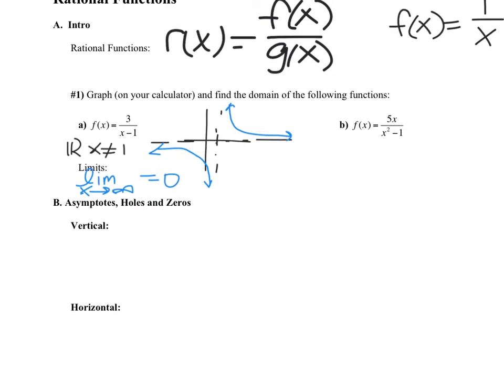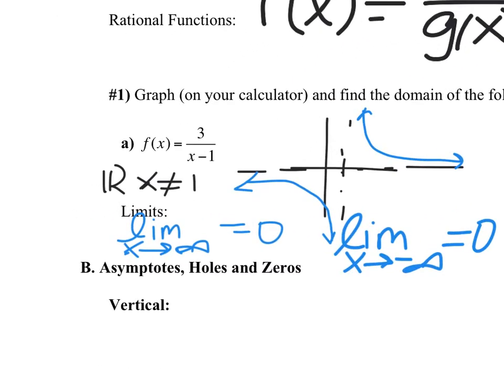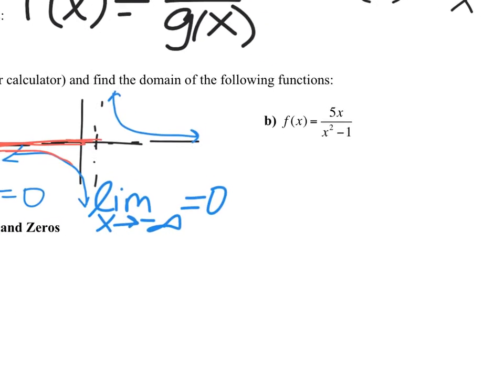And then also, if you go the other direction, the limit as x goes to negative infinity for this function is also equal to 0. And so if you do it this way and you follow this graph out towards negative infinity, which is way to the left, my graph is getting closer and closer to y equals 0, the line y equals 0. Okay? All right, let's do the next one.